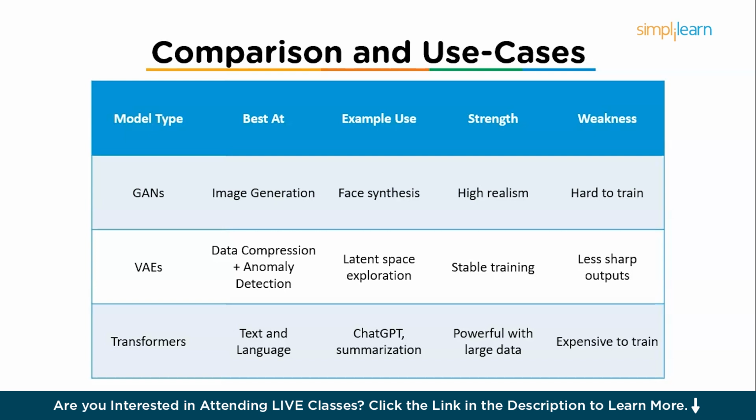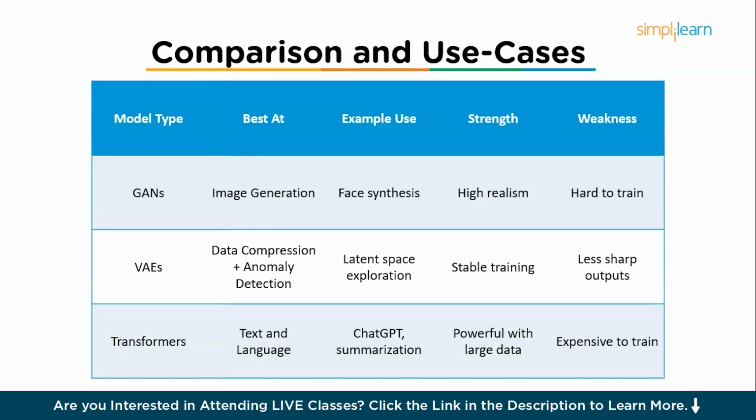So the first one is GANs, and it is best at image generation. And then we have an example use, that is face synthesis. And the associated strength is high realism, and the weakness is it is hard to train. Then we are seeing the VAEs, and it is best at data compression, plus it is also good in anomaly detection. So it is used for latent space exploration. And then coming to the strength, it has very stable training. And then coming to the weakness, it has less sharp outputs.